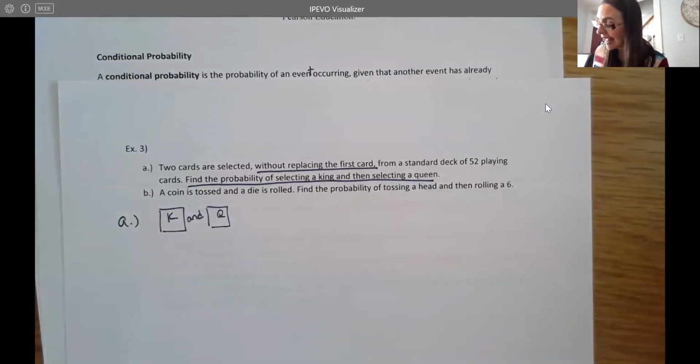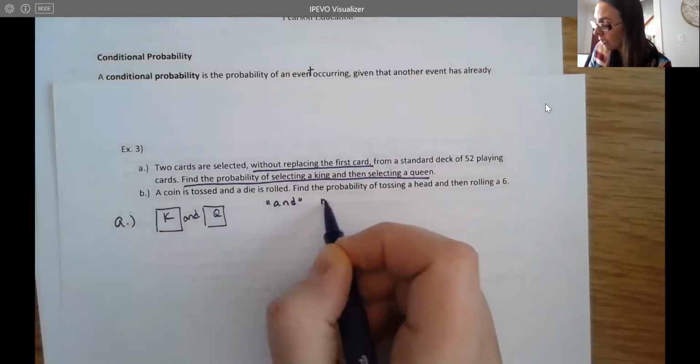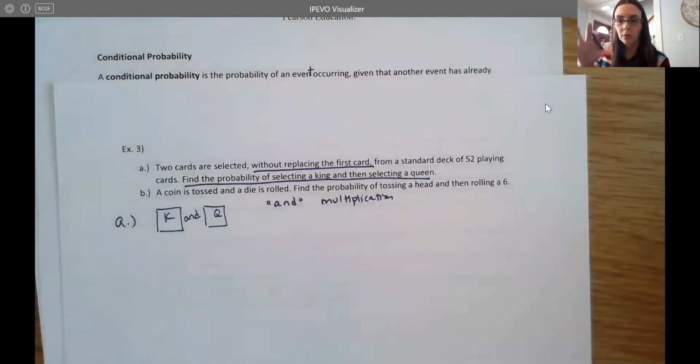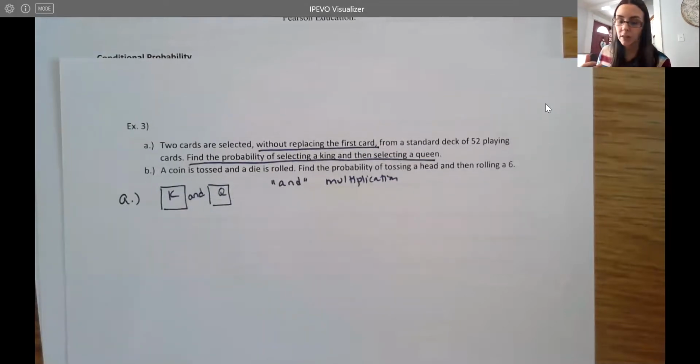When you see this "and" idea in probability problems, you want to think multiplication. So whether you remember that formal rule on the page before or not, if you see "and," you're multiplying those events. You just want to be careful with your probabilities if you have independent events or dependent events.